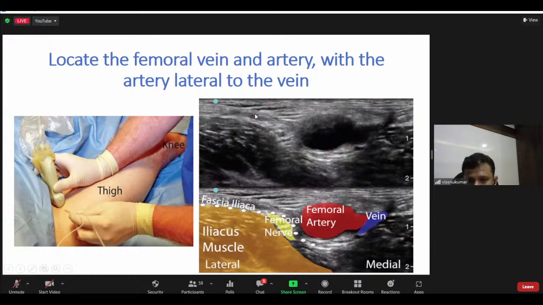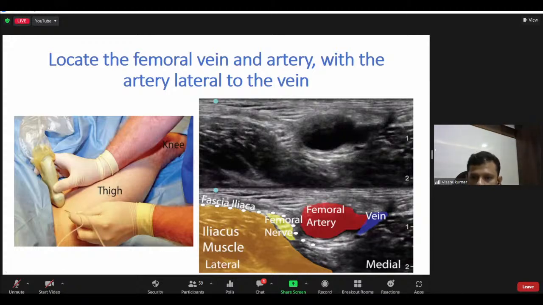So you see here, this is an important image. This is the fascia iliaca. Okay. And this entire structure is not the femoral nerve. Only this portion is the femoral nerve. It looks like a hyperechoic region with hypoechoic round-like structures, and all these round-like structures are nothing but the nerve fascicles.